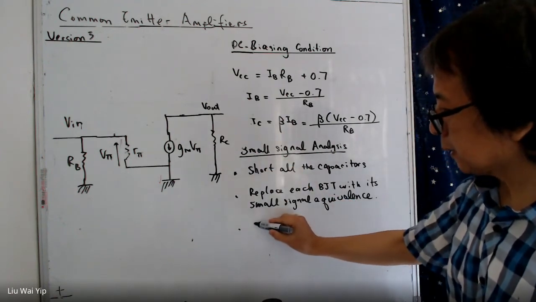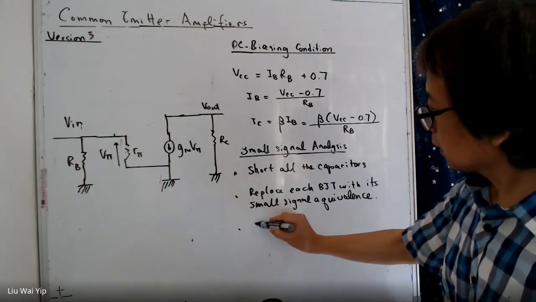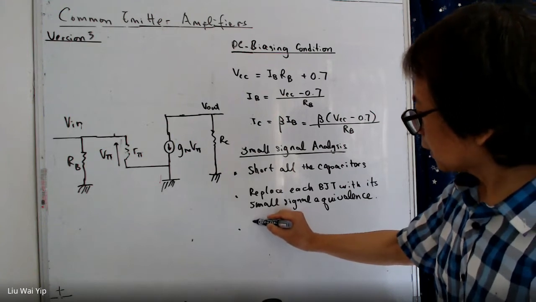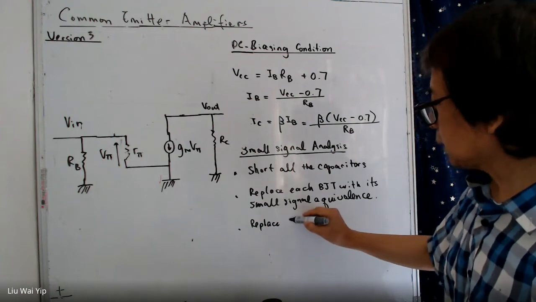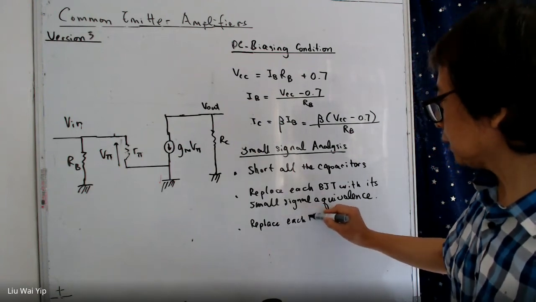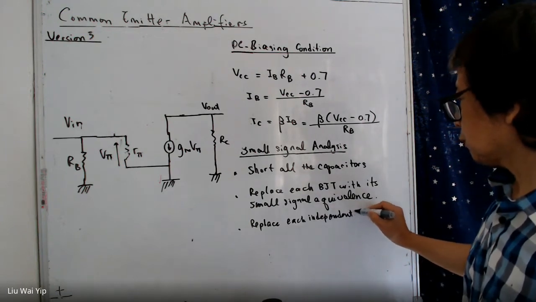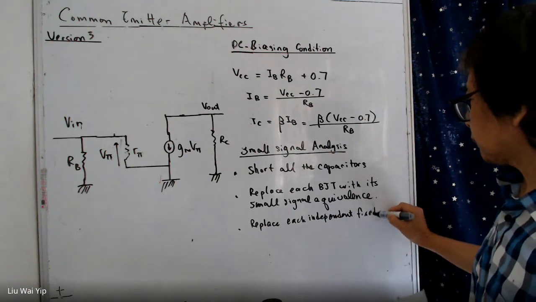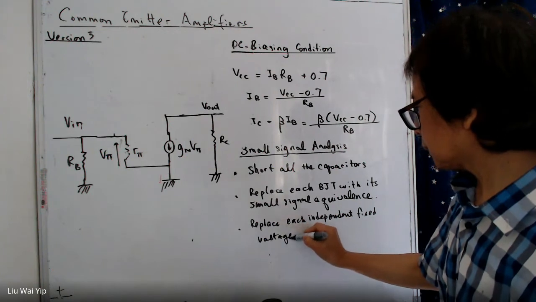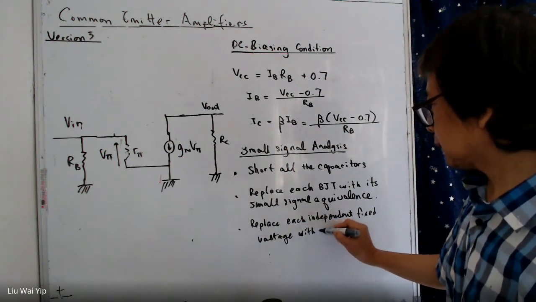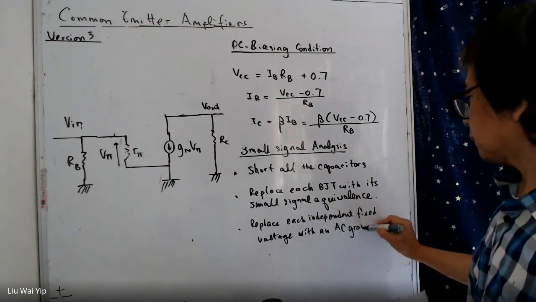So the next step is to replace each independent voltage source, independent fixed voltage, with AC ground.